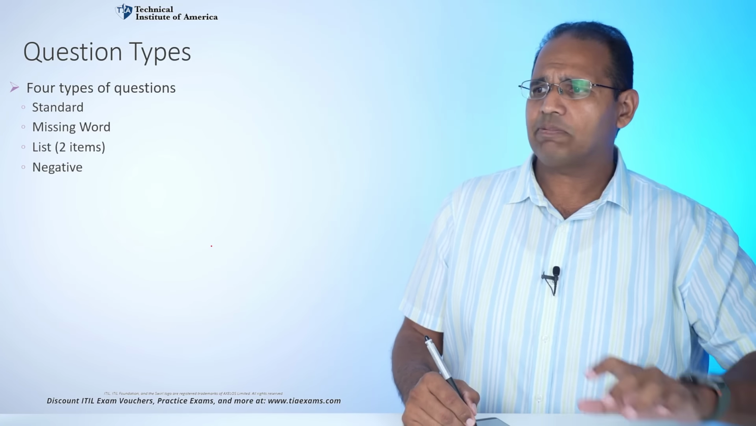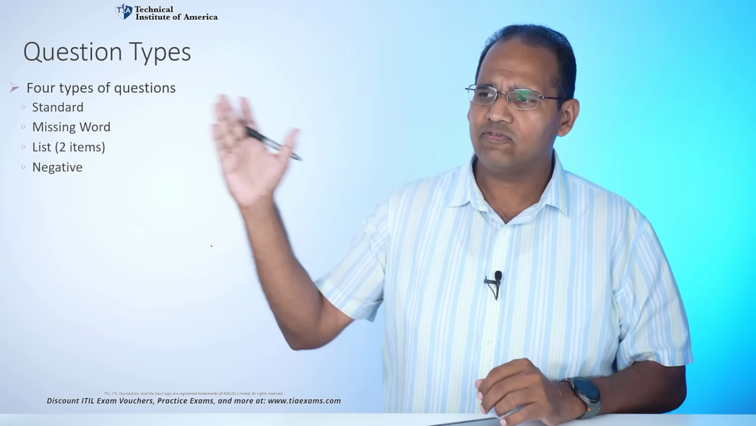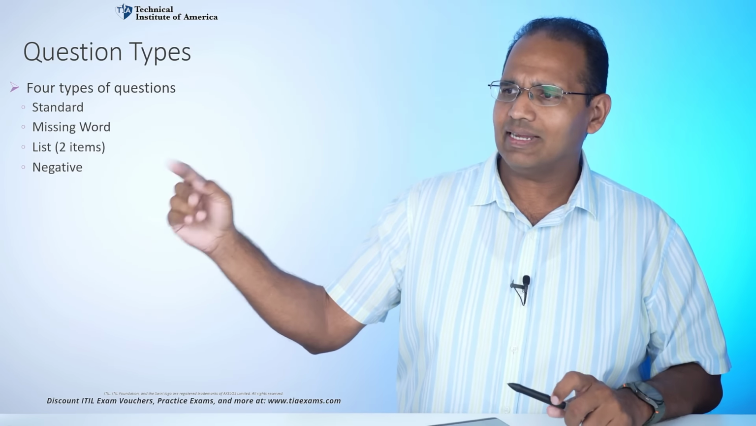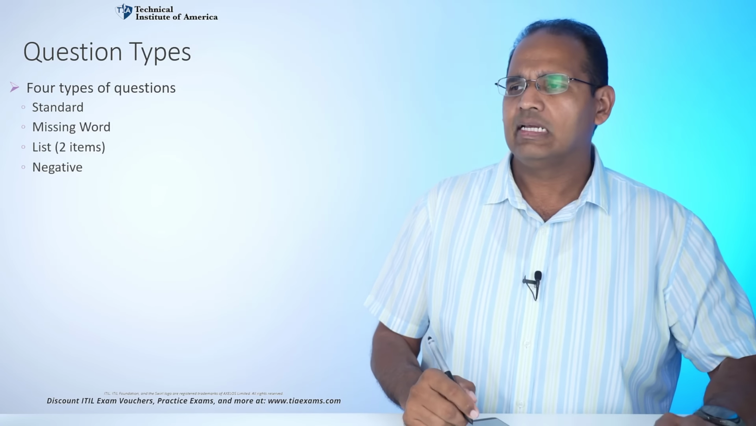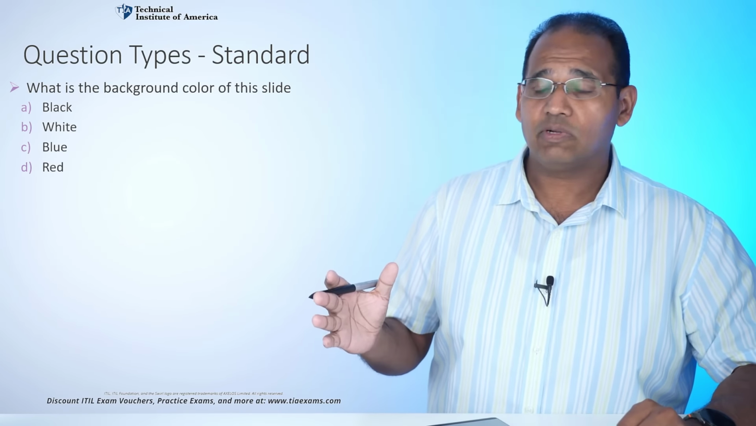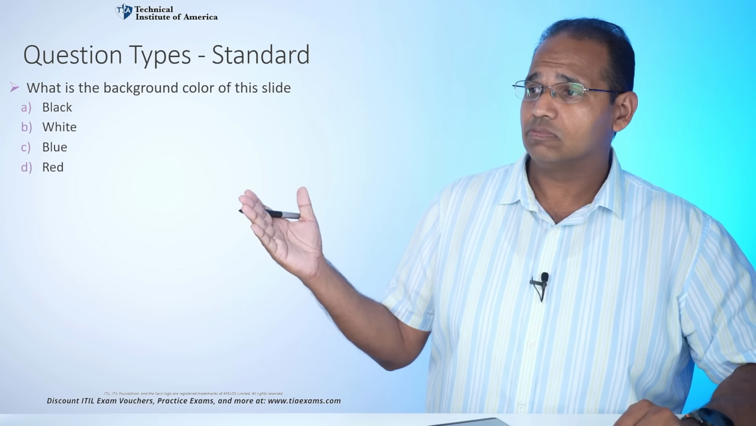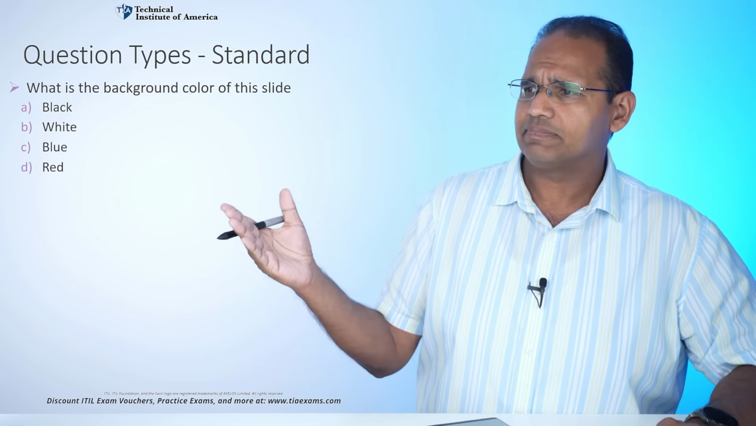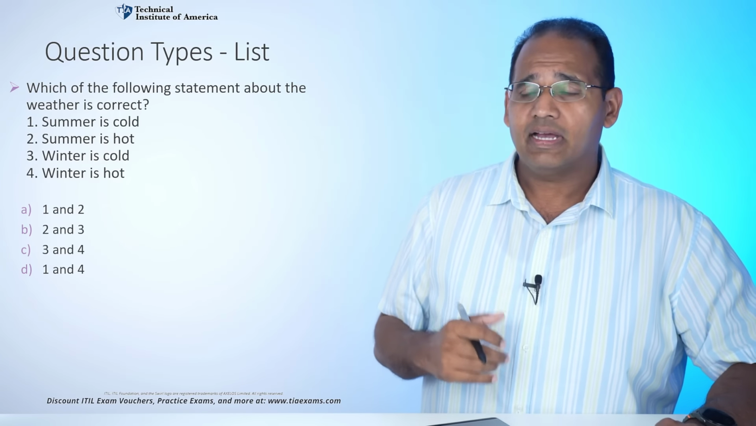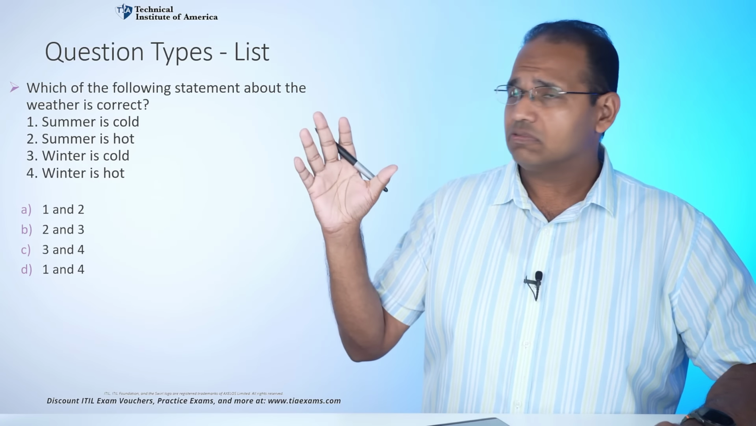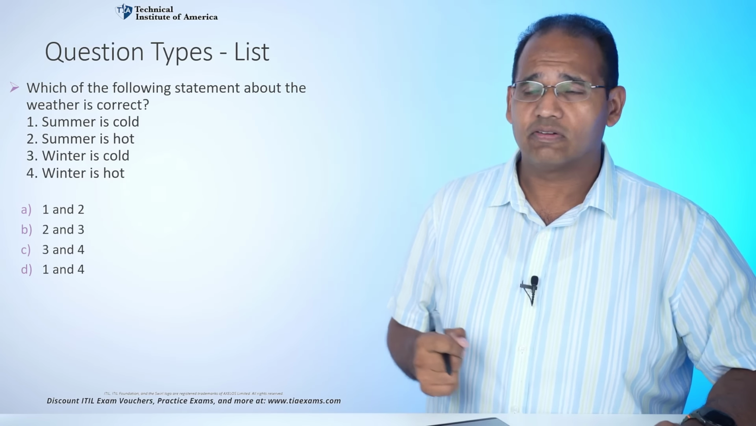Now, what types of questions do you have? There are basically 4 types of questions: what's called a standard, a missing word, a list, and a negative question. Let's see what they look like. Number 1, a standard question. These are just general multiple choice questions. For example, what is the background of this slide? Is it white, blue, black, or green? As you can tell, that's going to be a very standardized question. Just a question, choose one of the 4 choices.